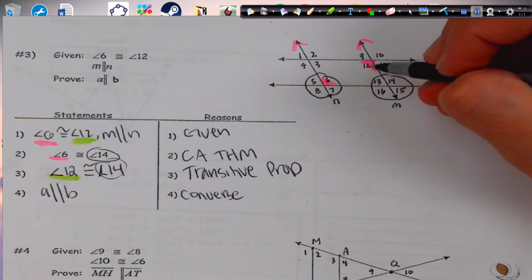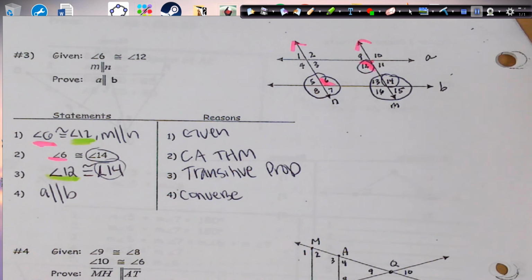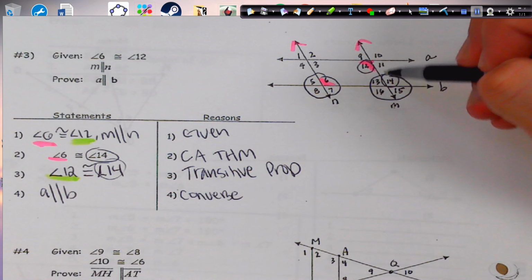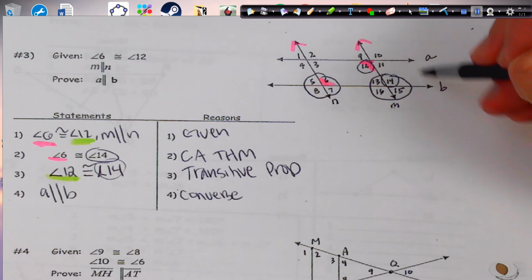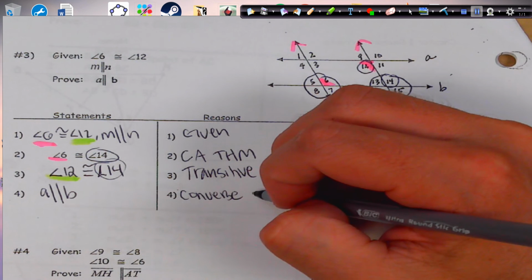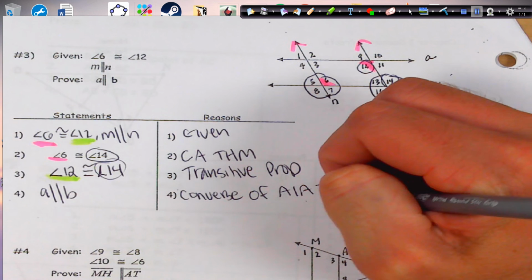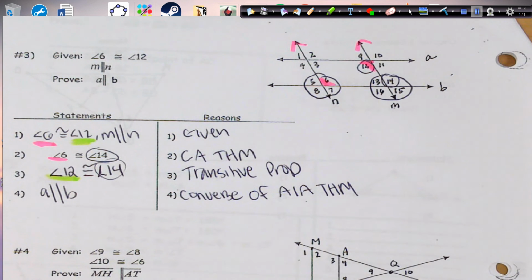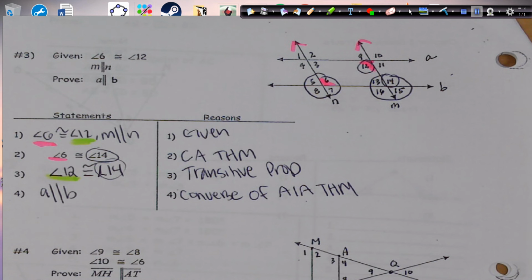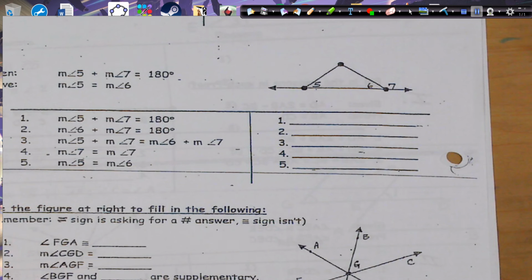Well, since I showed that 12 and 14 are congruent, those two angles are alternate interior angles of A and B, so we're going to use the converse of AIA theorem. Okay? All right, let's do two more.